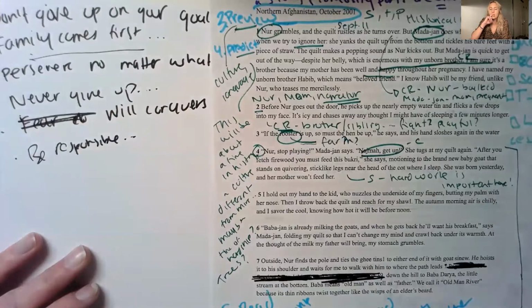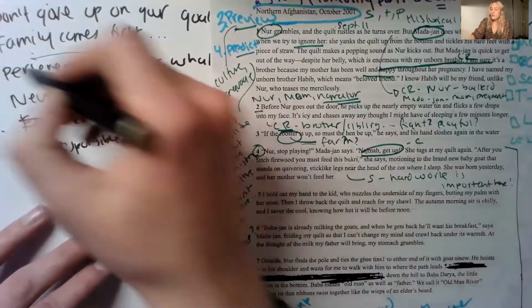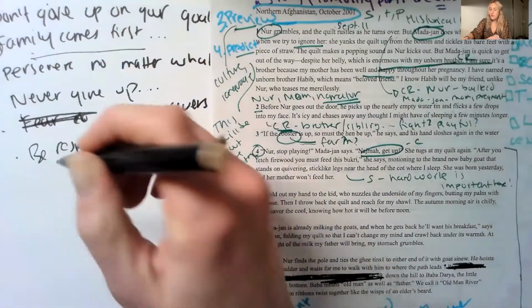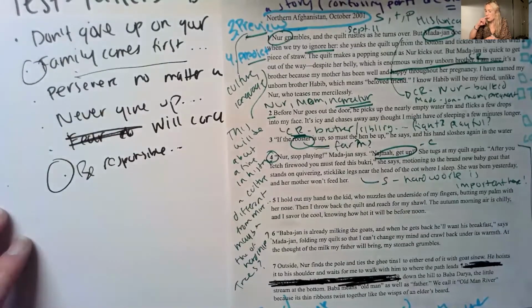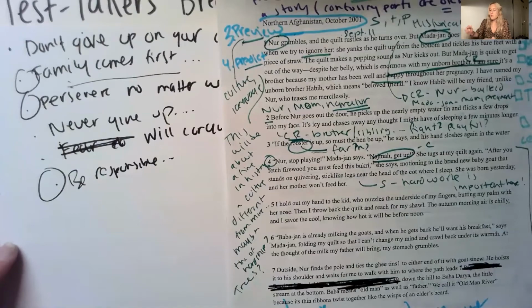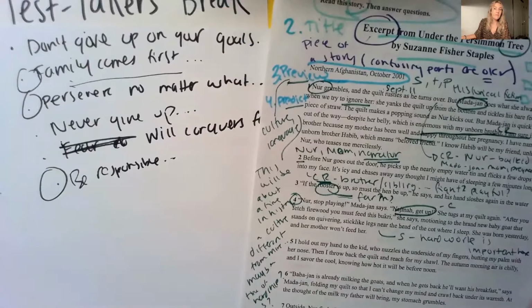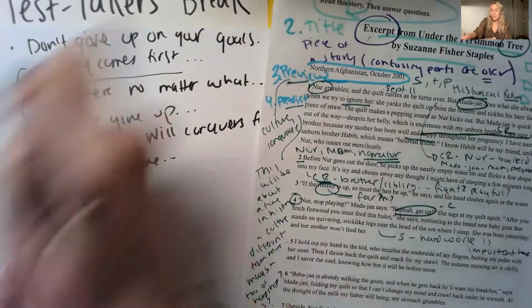Okay, so I have a few ideas. I think that it could fit in with a few. Maybe the family one feels important here, the thing about being responsible, maybe persevere. Okay. So I'm going to now go to my answer choices, and I'm going to pick the one that feels like it could match up with my predictions.